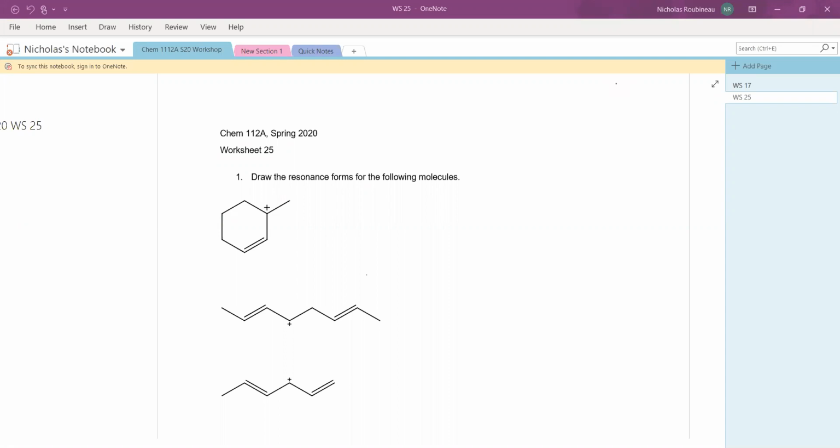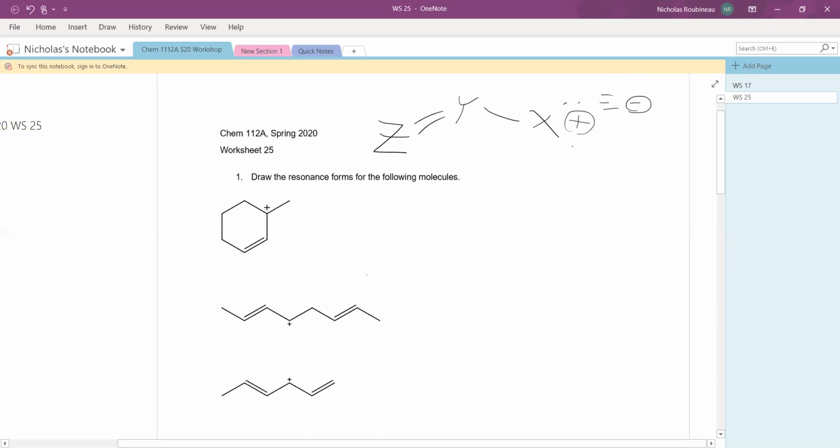But when we're looking for resonance forms, you're just looking for that general format where X is right next to a double bond and X has a lone pair, which is basically just a negative charge usually. Well, not always, but a lone pair or a negative charge or positive charge or a radical.